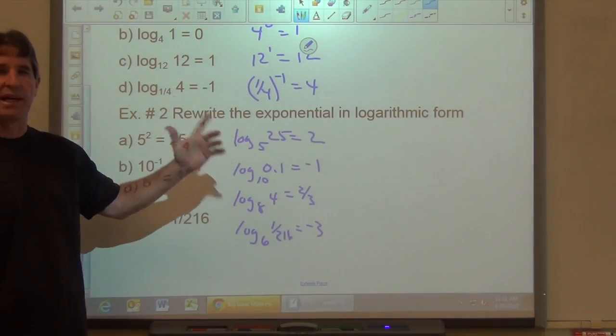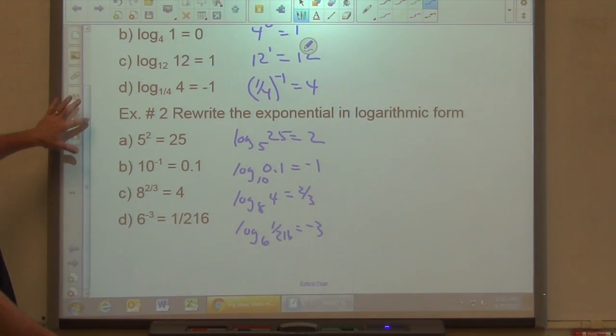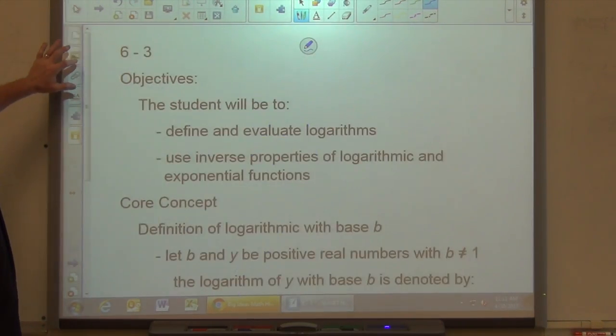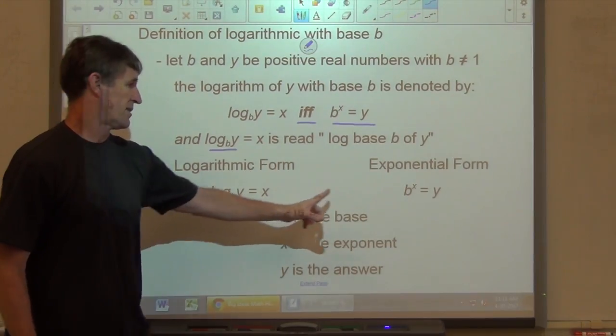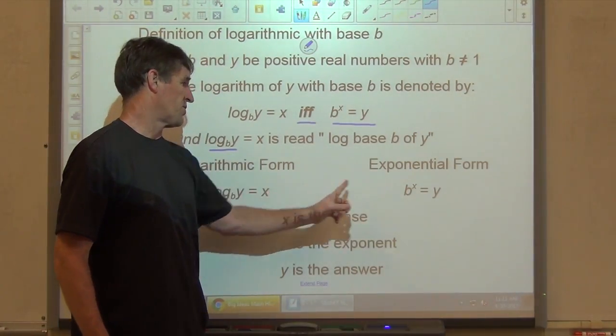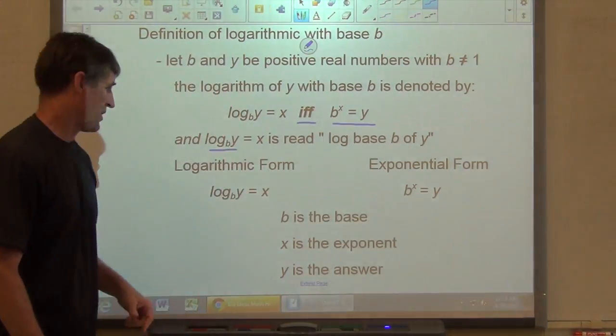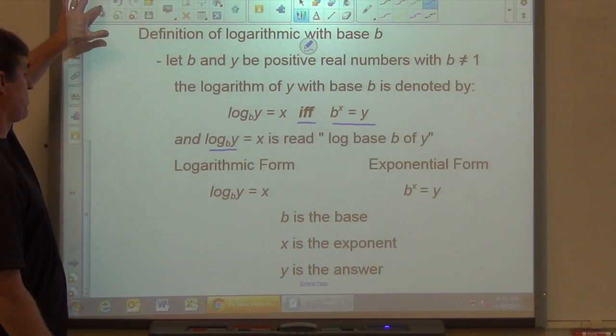Alright, so it's a pretty easy conversion as long as when we do these, we remember that we go base here, the exponent's over here, and our answer goes out there, or vice versa, depending on which way you are going.